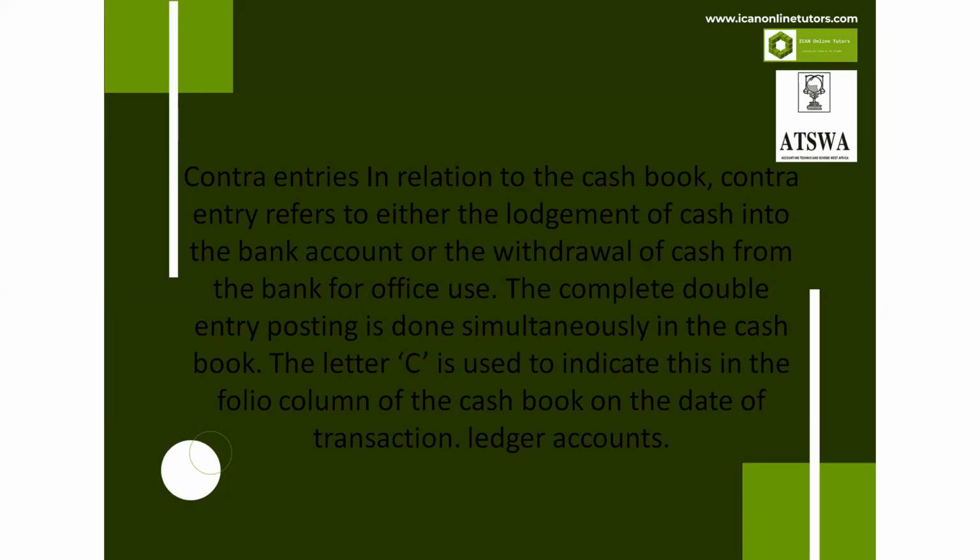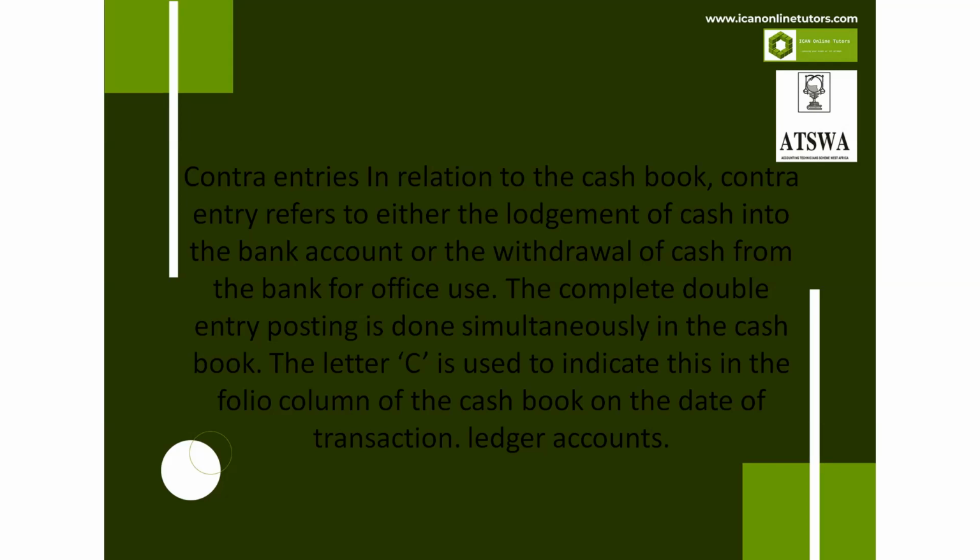Or cash has been withdrawn from the bank and deposited in the cash. You withdraw a certain amount from your bank, and you take it to your cash, you are using it for office use. That is a contra. Contra entry in relation to the cash book refers to either the lodgement of cash into the bank, or withdrawal of cash from the bank for office use.